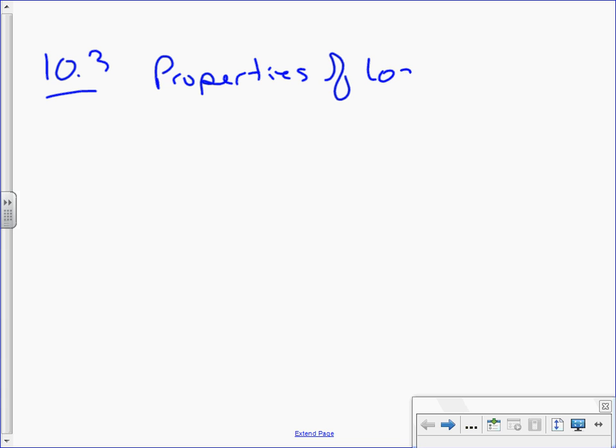Okay? Properties of logs. Math people love the short things. While I love the word logarithm, most of us don't actually say the word logarithm very often. We just say log because it's short. It's what we like. Okay?